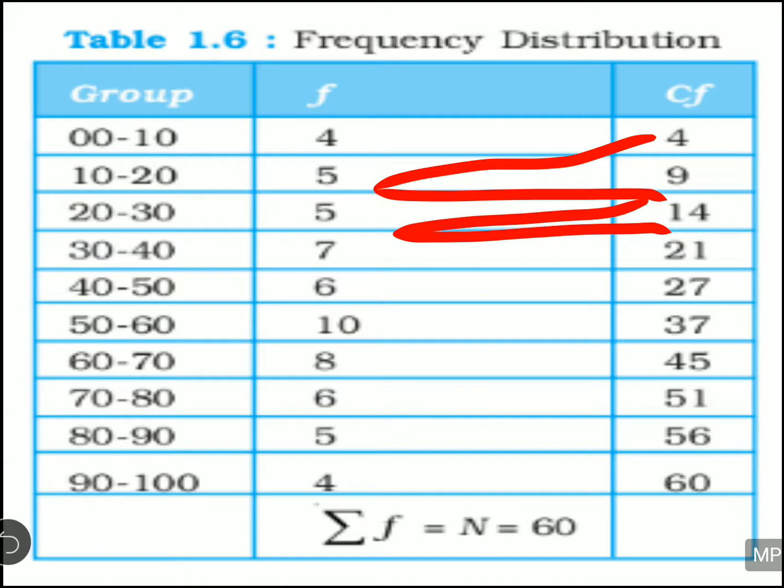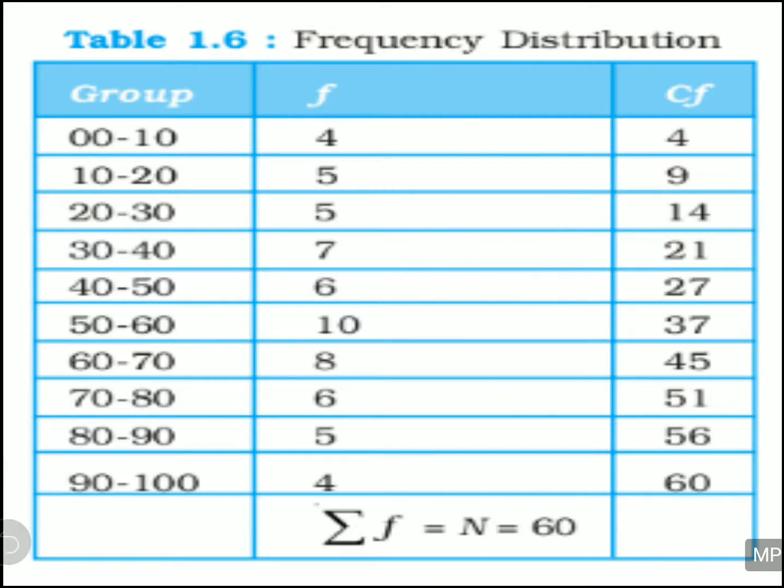And then again you have to add the previous number 14 with the simple frequency of this class. 14 plus 7 is equal to 21. This way you are getting the cumulative frequency. How are you getting the cumulative frequency? You are adding the simple frequency of the present class with the sum of the previous classes, and this way you are getting the cumulative frequency.